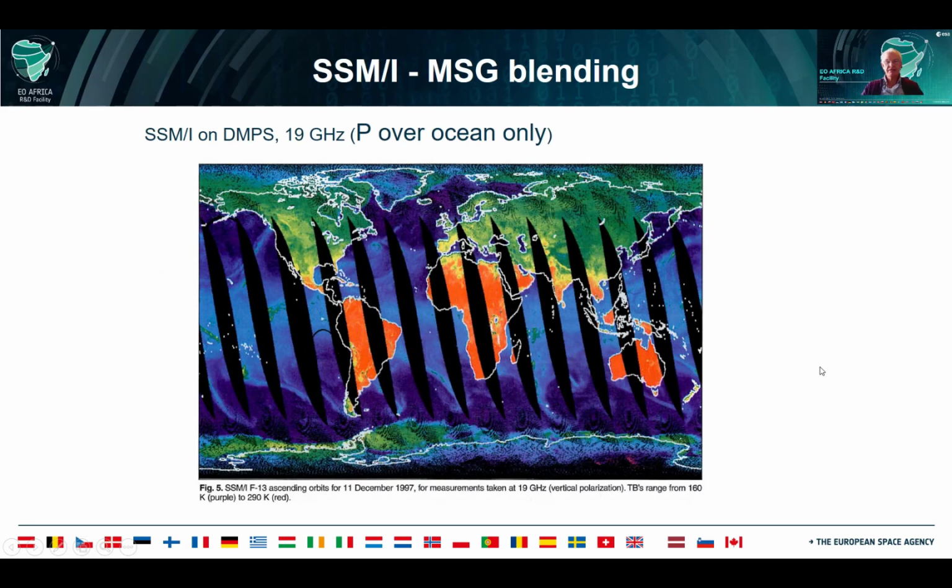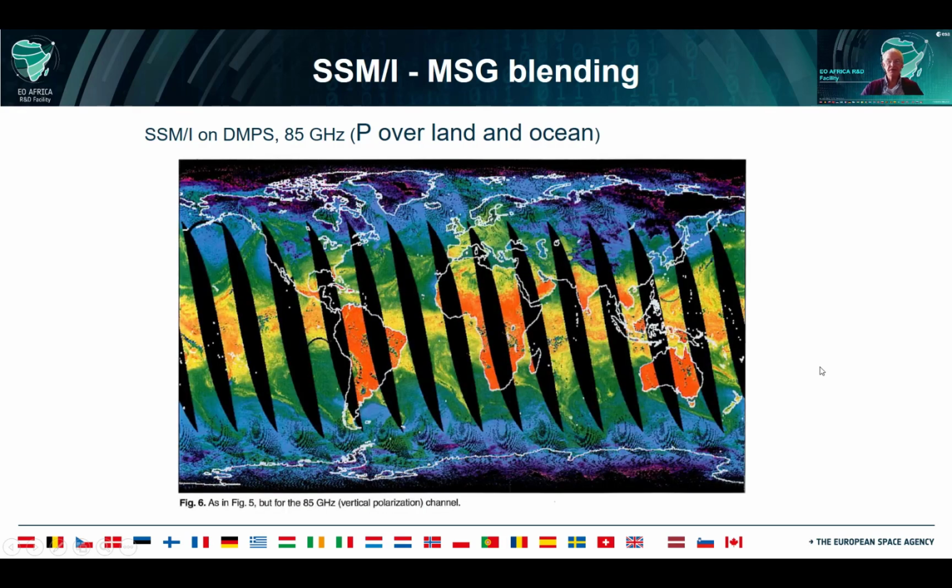So here you see the 19 gigahertz compilation over a day, for detection of precipitation over the oceans only. And the higher frequency to detect the precipitation over land as well as over ocean. But you still observe gaps in the observation frequency even over a day.